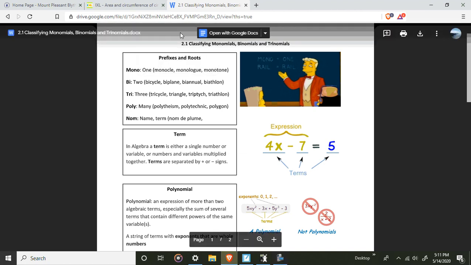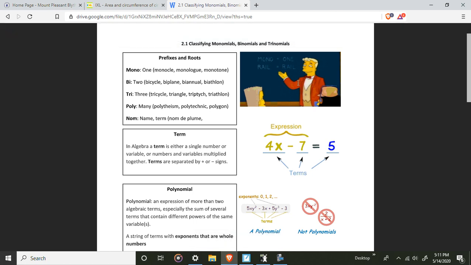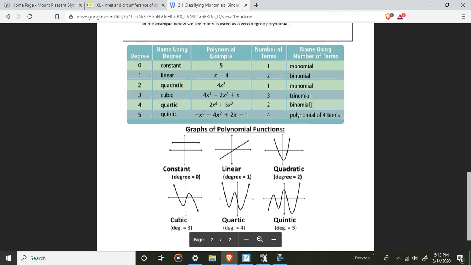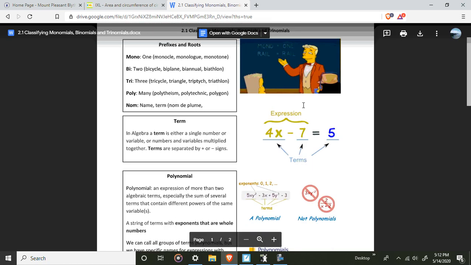All right, guys. Today I want to talk about some of the other vocabulary we need to know in order to classify polynomials. I have to make a note that there's a funny picture of The Simpsons on the top of the sheet. These notes that I'm leaving, there's notes on the website. They should help you with a bunch of this stuff.